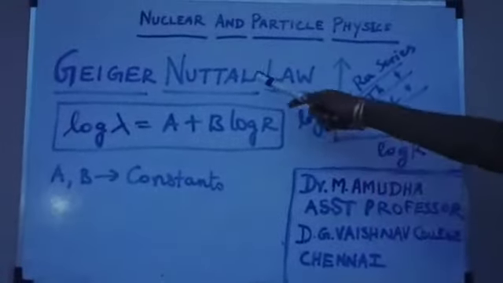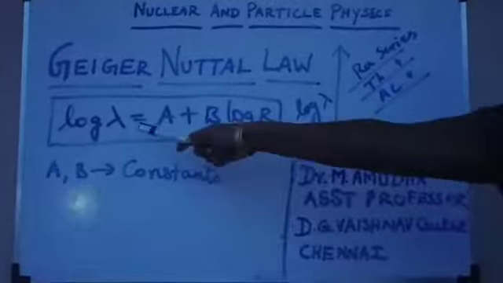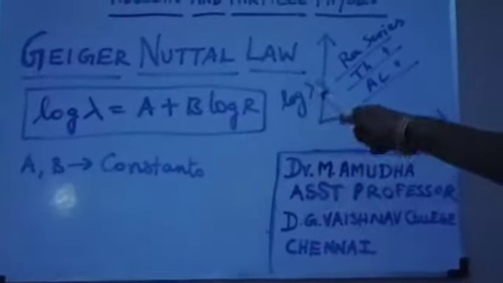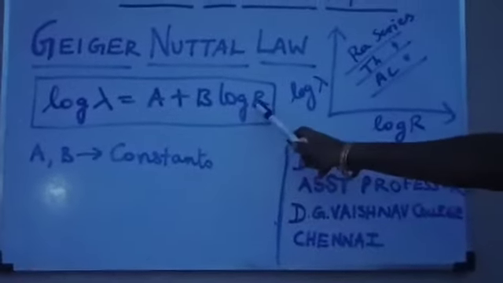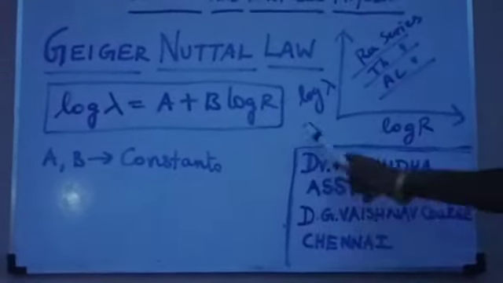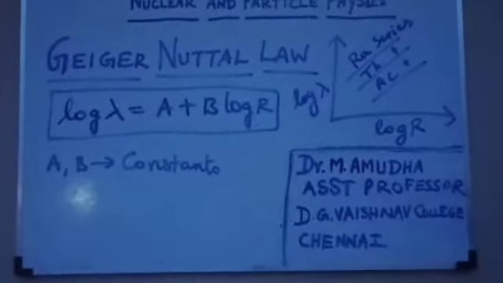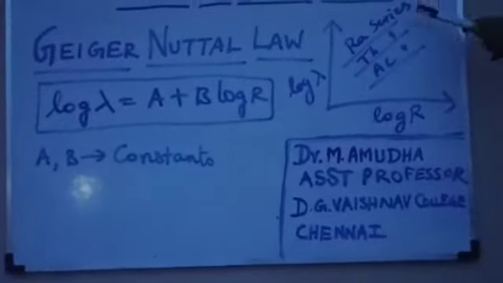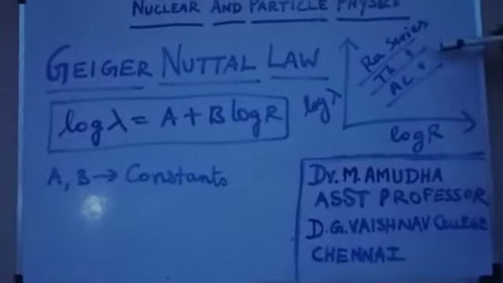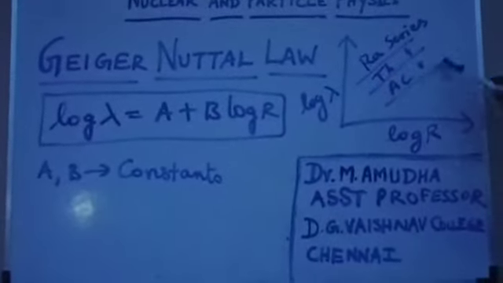Geiger-Nuttall law. The Geiger-Nuttall law is the relation connecting the range of the alpha particle and the disintegration constant. Here lambda is the disintegration constant and R is the range of the alpha particle. A and B are constants. If a graph is drawn between log lambda and log R for the three different series, radium series, thorium series and actinium series, we will get three parallel straight lines.